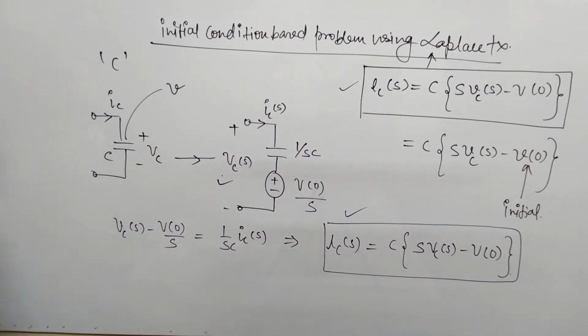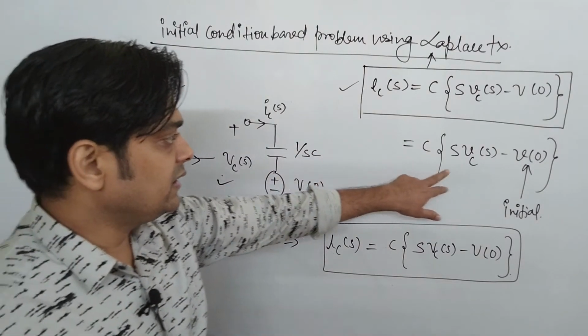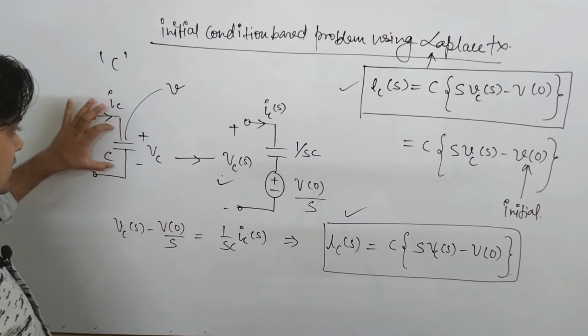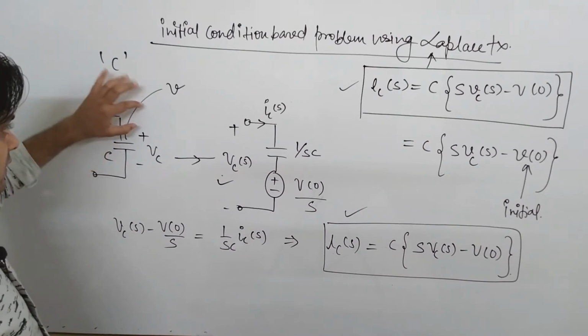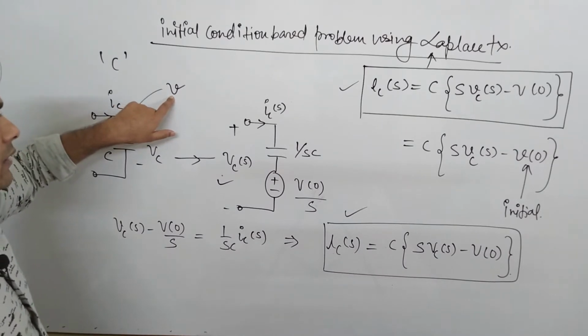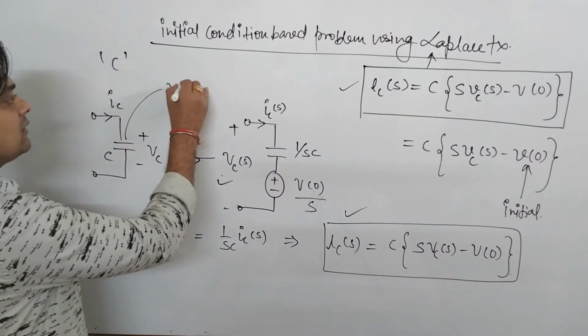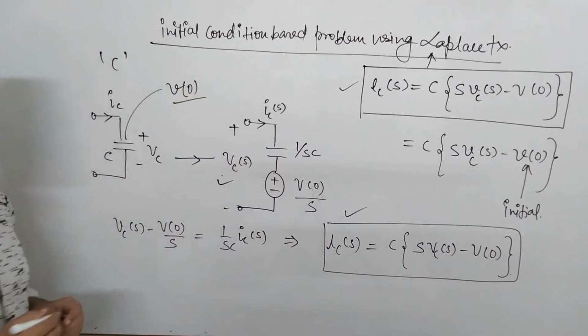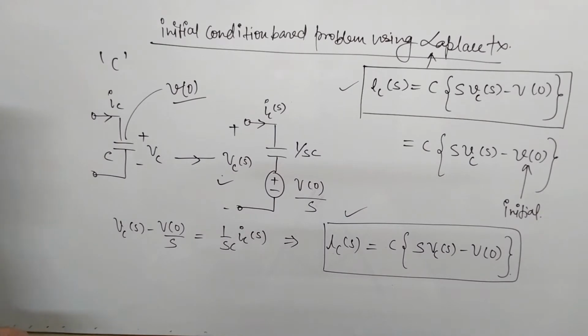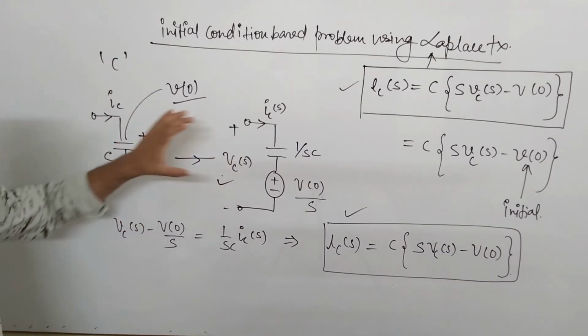Once again I will explain. This ICS is C into SVCS minus V0. Vc is the voltage which is appearing across the capacitor. However, the initial voltage which is present across the capacitor, which we have considered as V, it is basically your initial voltage. You can write it as V0 also. We have considered that our capacitor is initially charged. So if your capacitor is initially charged, whenever you convert into Laplace domain, this is the representation.